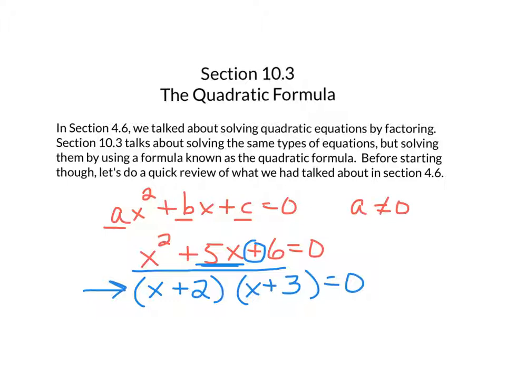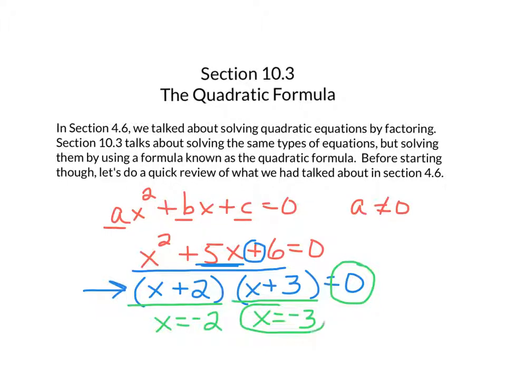Back then we had talked about the importance of making sure that this was equal to 0. It needs to be equal to 0 because either x plus 2 has to equal 0 or x plus 3 has to equal 0 in order to make the equation work. So if x plus 2 is equal to 0, that would mean x would have to equal negative 2. If x plus 3 is equal to 0, that would mean that x was equal to negative 3.